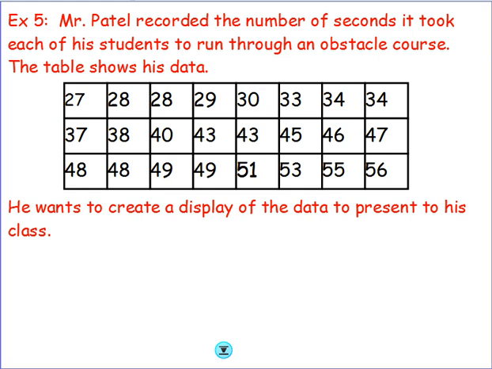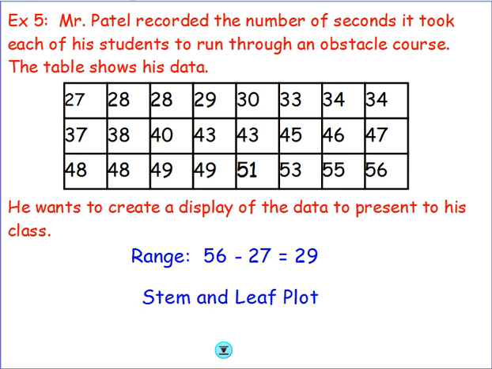So if histogram is gone, that really leaves us with stem and leaf and dot plot. When you look at those two, stem and leaf allows a wider range. Dot plot does not. I don't think you want to write out every number between 27 and 56. So since stem and leaf is the one that still allows a wide range, we're looking at a range of 29. As you can see, 56 minus 27 leaves us with a range of 29. We're going to go with a stem and leaf plot. So hopefully you had that one correct.